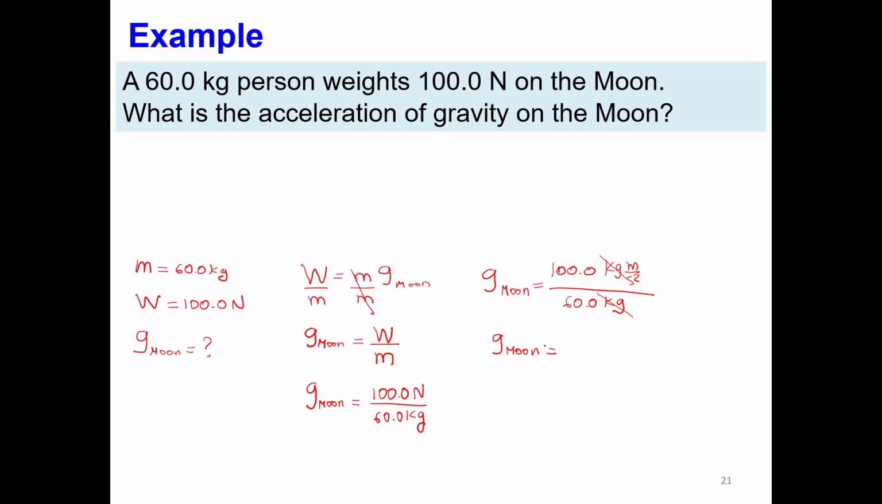Then 100 divided by 60 will be 1.66 meters per second squared. Now, if we write this one with 3 significant digits, because we had 60.0 there, then we can write 1.67.